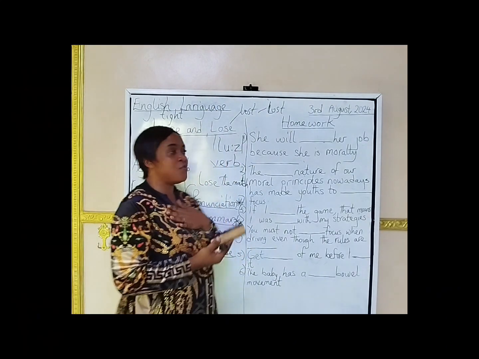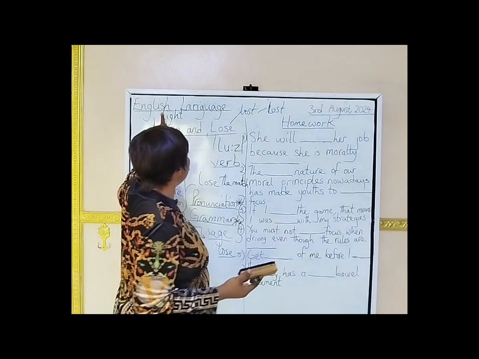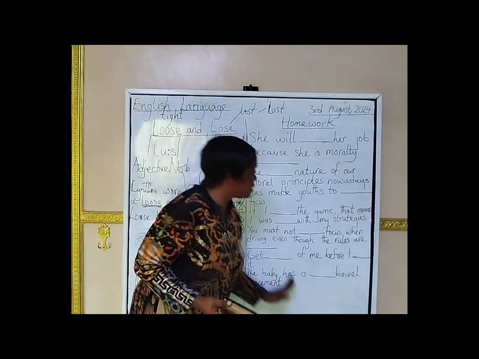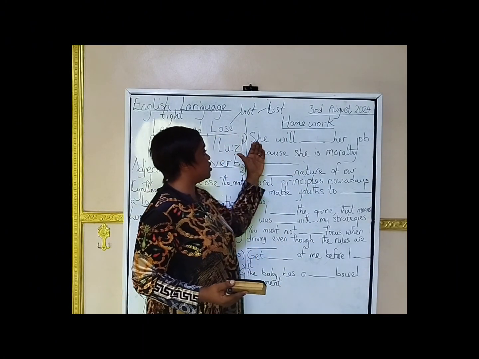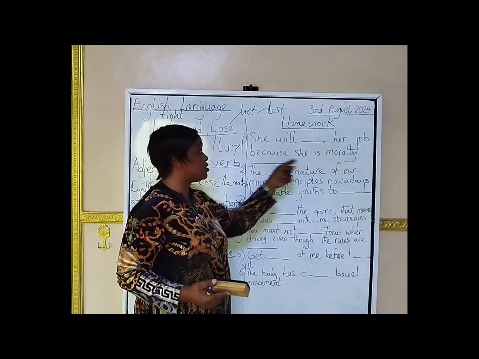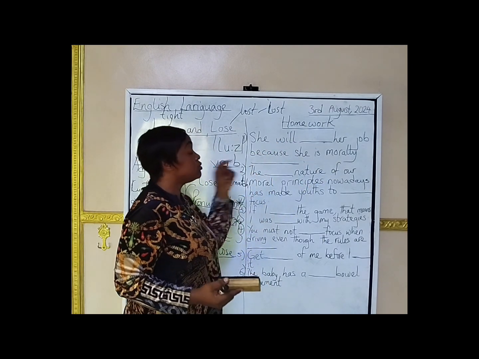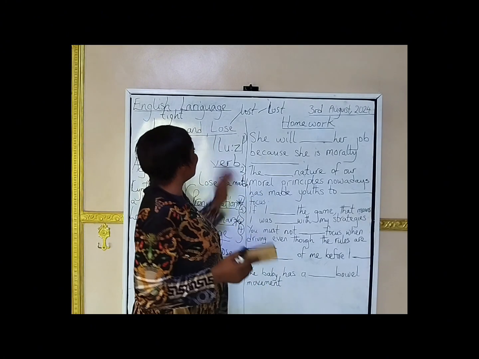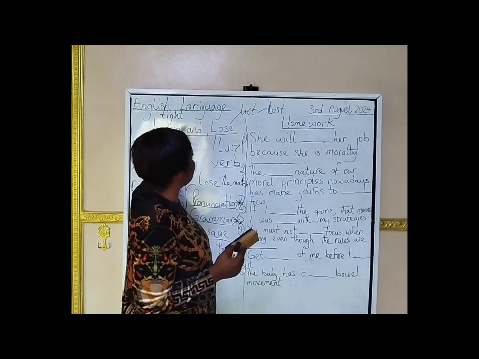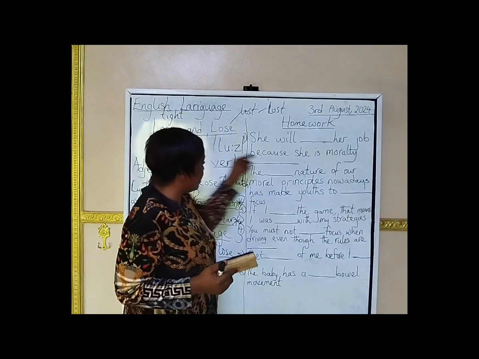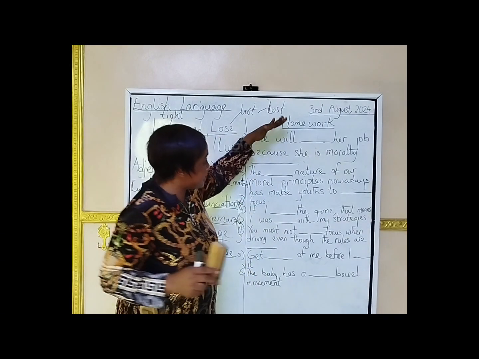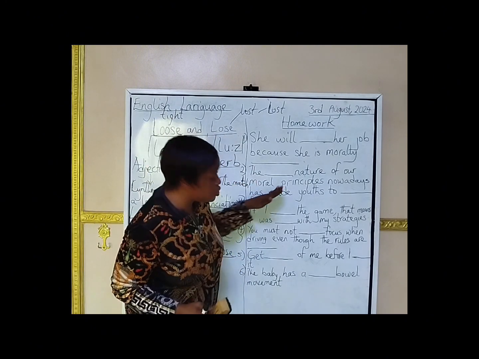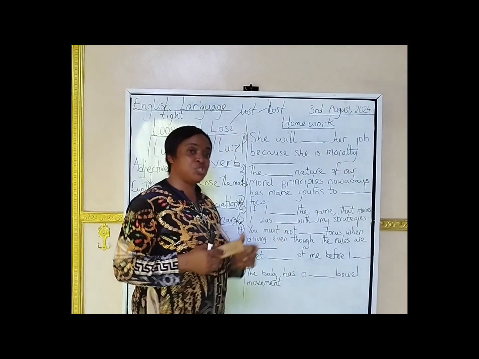Now, to prove to me that you've understood the lesson, we're going to use lose and loose to fill in the blanks here. Number one, I say she will dash her job because she is morally loose. Sorry. No problem. So you tell me whether to say lose or loose. The same thing applies to the rest of them. I guess you're able to see them from wherever you're watching me.